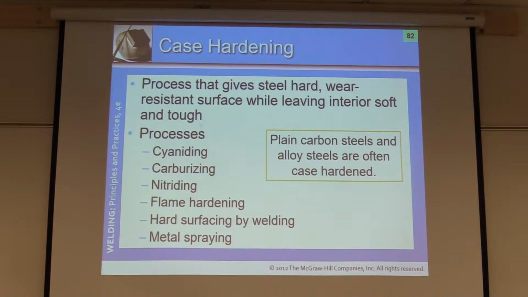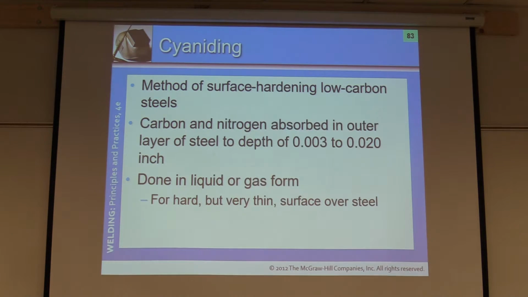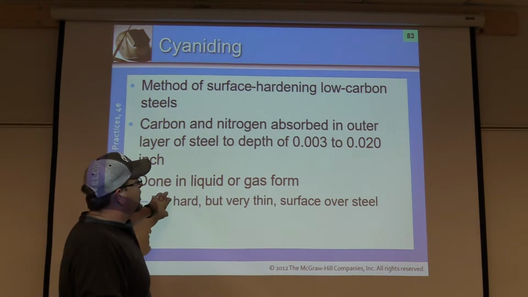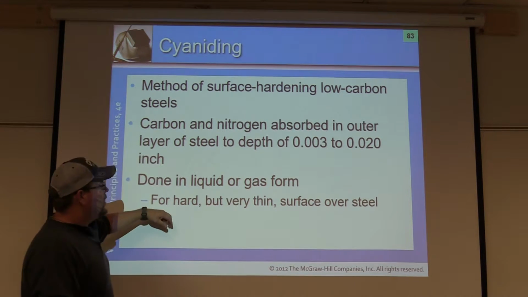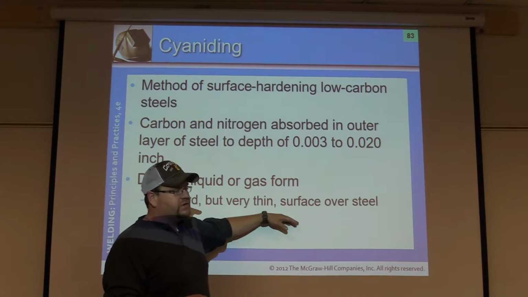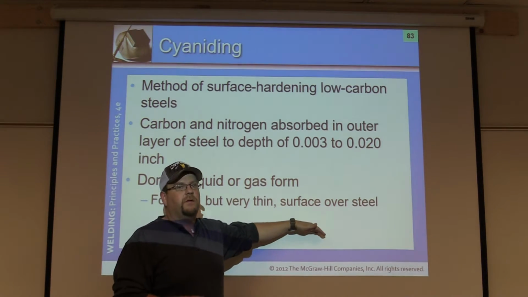Plain carbon steels and alloy steels are often case hardened. We're going to break down each individual process, okay? So cyaniding is a method of surface hardening low carbon steels. Carbon and nitrogen are absorbed in the outer layer of the steel to a depth of 0.003 to 0.20 of an inch. It's done in a liquid or a gas form for a hard but very thin surface over the steel. It's usually done in a vacuum chamber as well, okay?